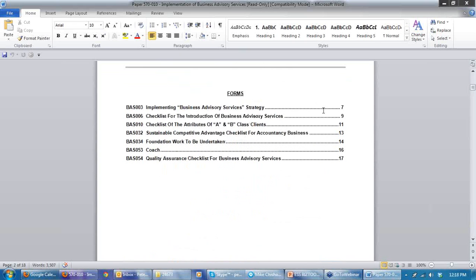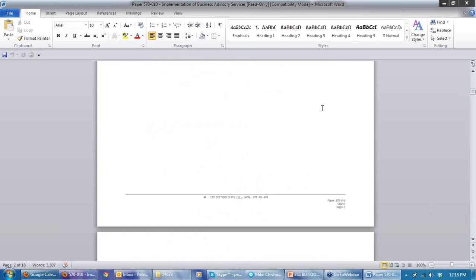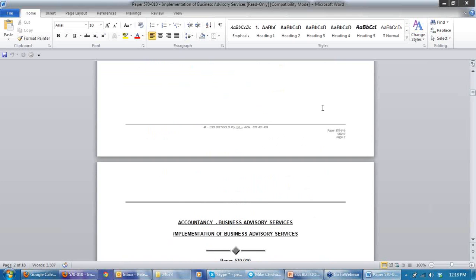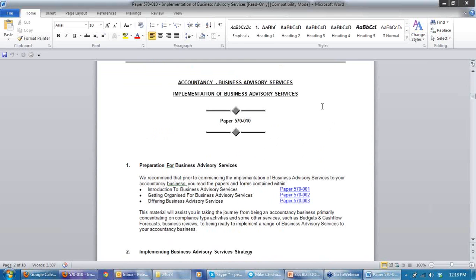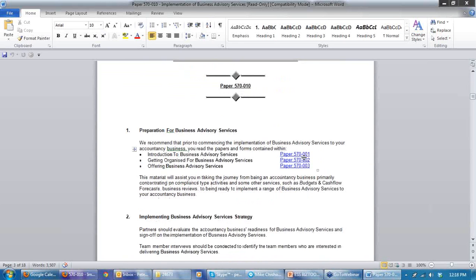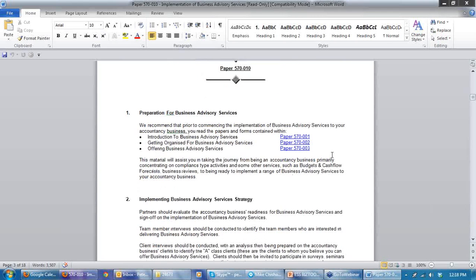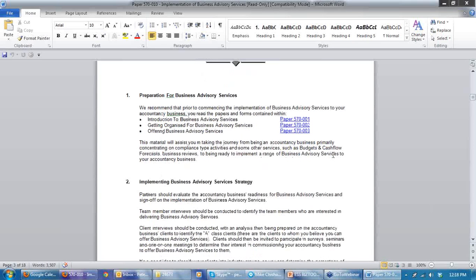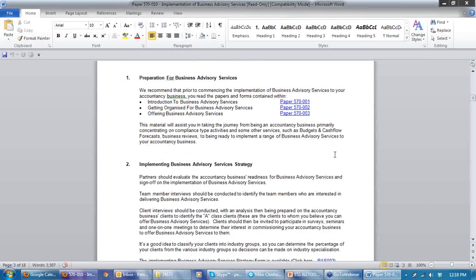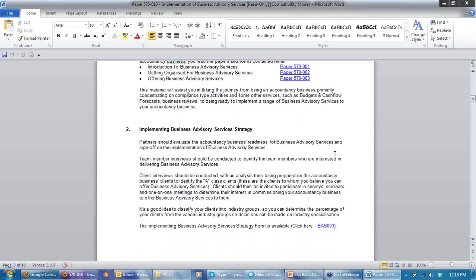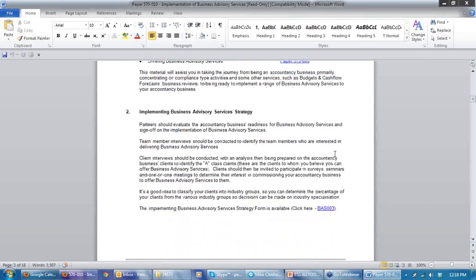And then we have the forms that are listed there. And then we have a paper. There are linkages to other papers that are offering additional commentary on this general theme of offering business advisory services or non-compliant services to clients. Then it gives an overview of the process. Obviously, partners have got to say they are interested in doing business advisory services.